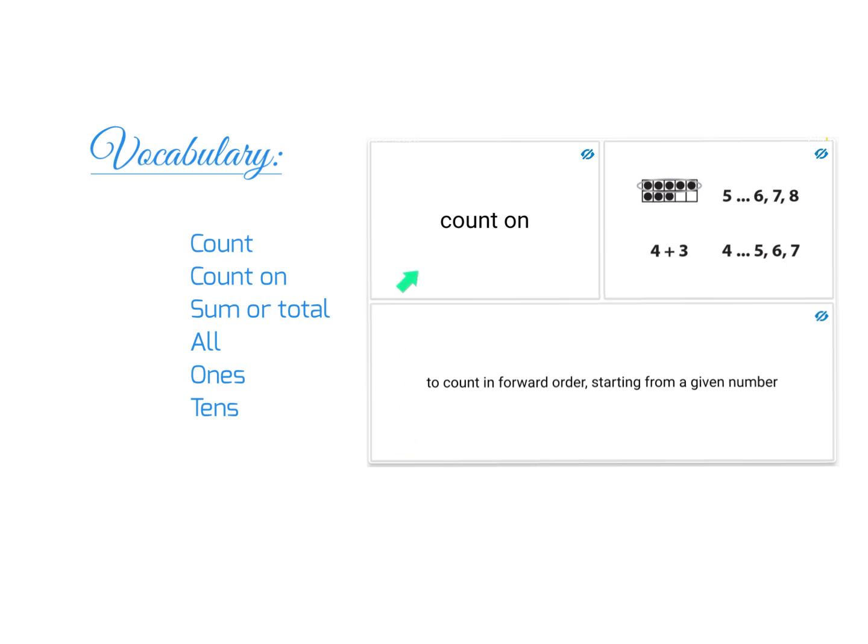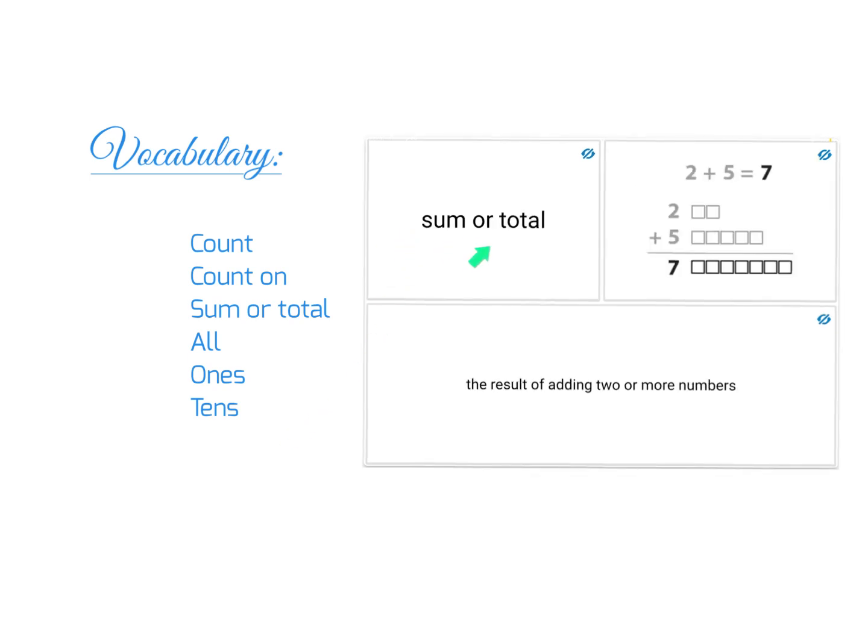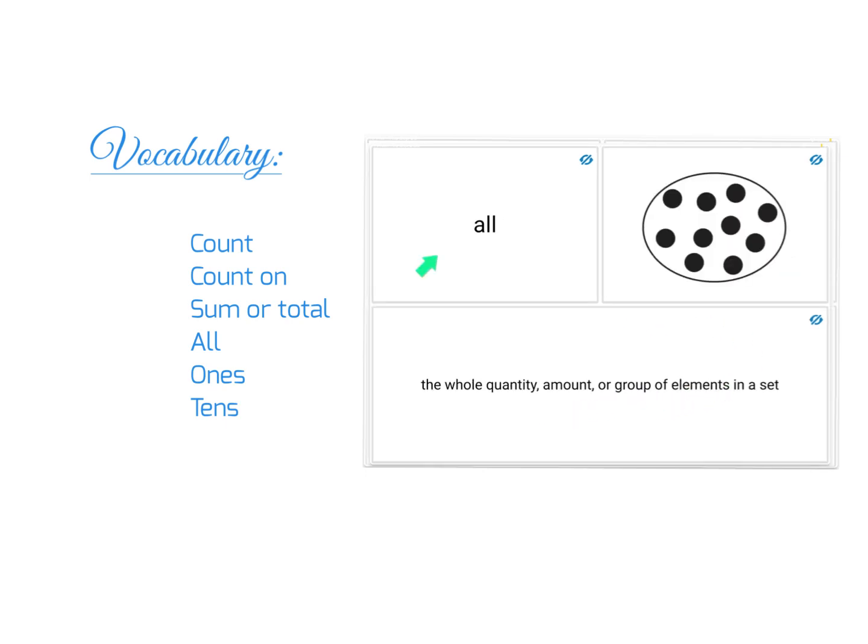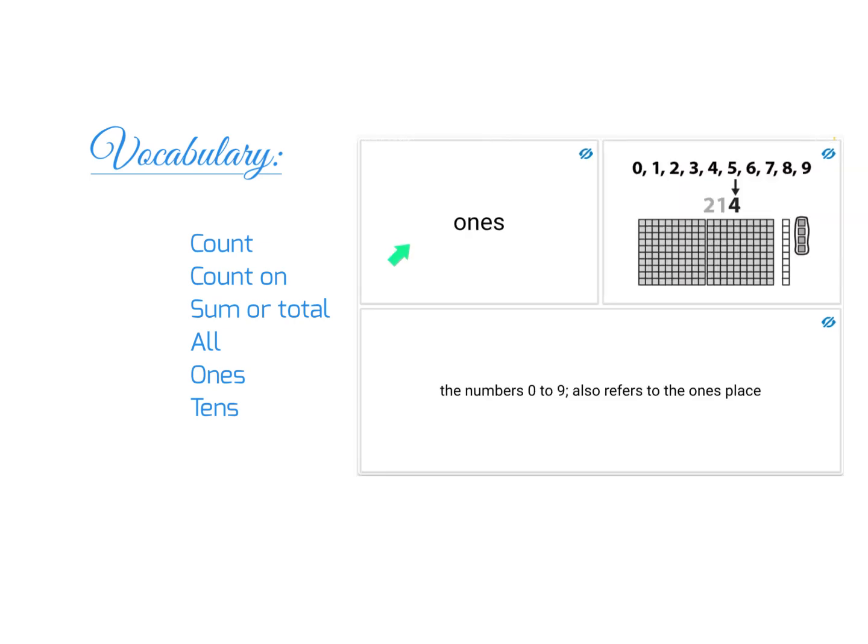Now to count on is to count in a forward order starting from a given number. So we started from the number 5 and counted 6, 7, 8, and so on. And the sum or total would be the result of adding two or more numbers. All is the whole quantity, amount, or group of elements in a set, such as this example. This is one set, and the child can count those numbers.